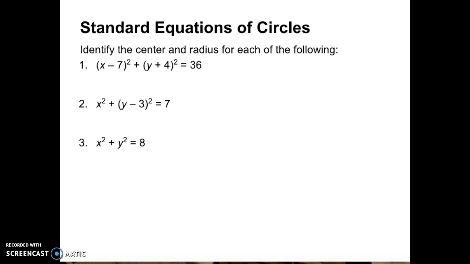So on this first one, okay, you're subtracting 7 from x, and you're adding 4 from y. So if you put the opposite of those in, you'd have the center. So the center on number 1 should be positive 7, negative 4. And the radius, we know the last number here is the radius squared. So to work backwards, the radius is the square root of that. So the radius is the square root of 36, okay, which is 6.